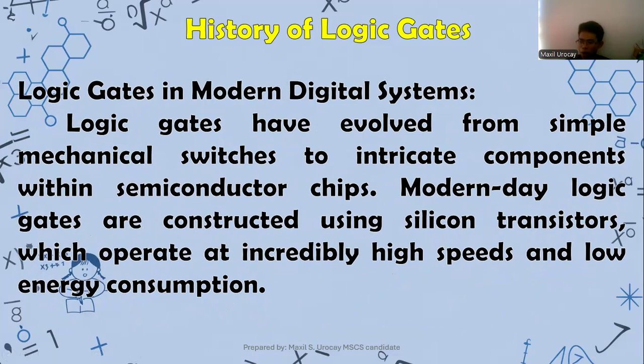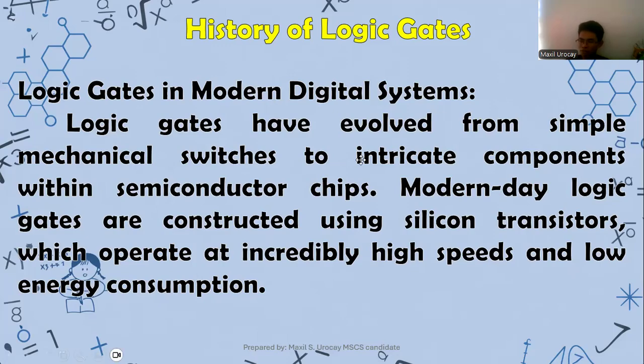And then logic gates were able to evolve from simple mechanical switches to intricate components within semiconductor chips. Modern day logic gates are constructed using silicon transistors, which operate at incredibly high speed and low energy consumption. That means in our generation, they have evolved from mechanical switches to silicon-based components, which operate at high speed with low power consumption, and that makes them suitable for advanced digital systems. So that actually makes sense.